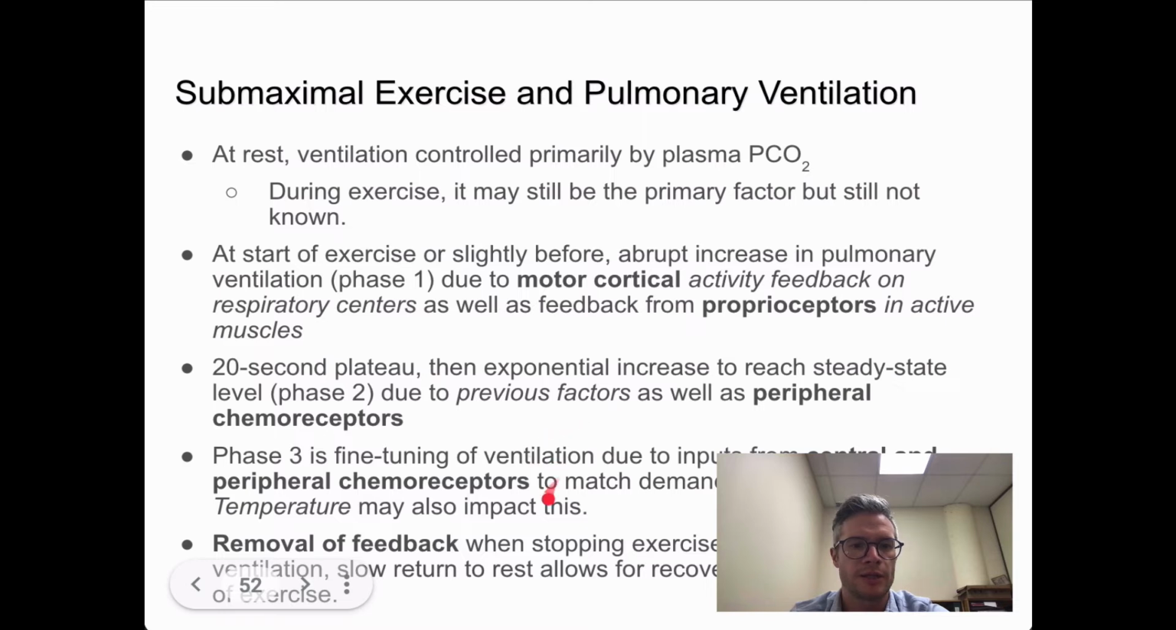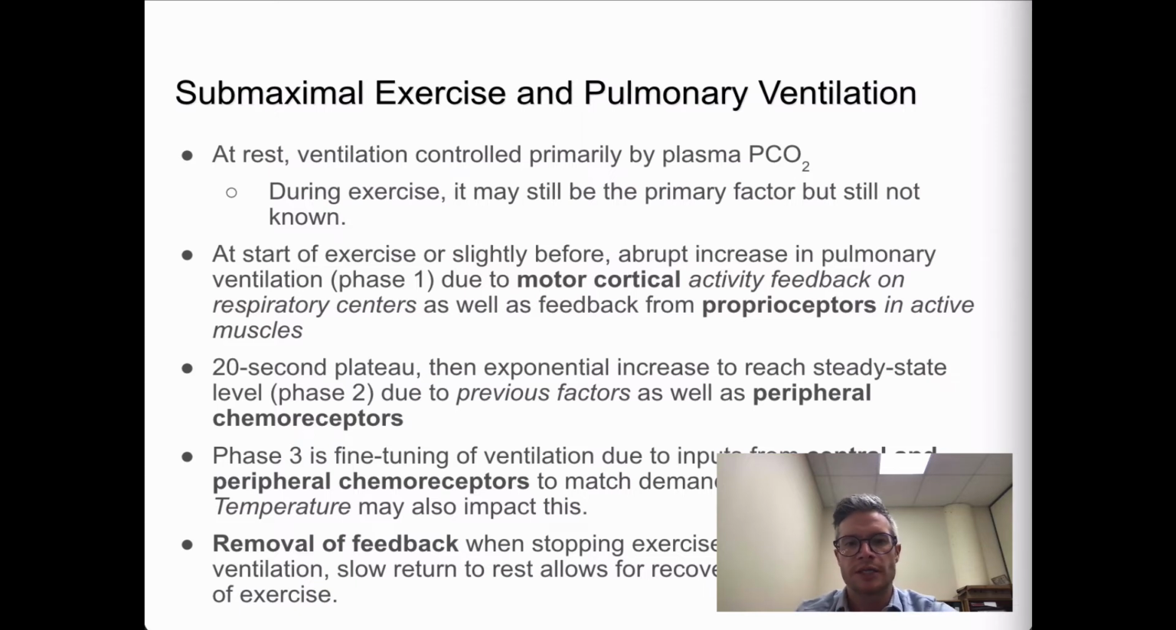As we exercise, we touched on all of those. During our 3 phases, here are the main points I've written out for you. And again, removal of feedback allows our body to return to homeostasis, or the same ventilatory rate for pulmonary ventilation as we were originally at rest.